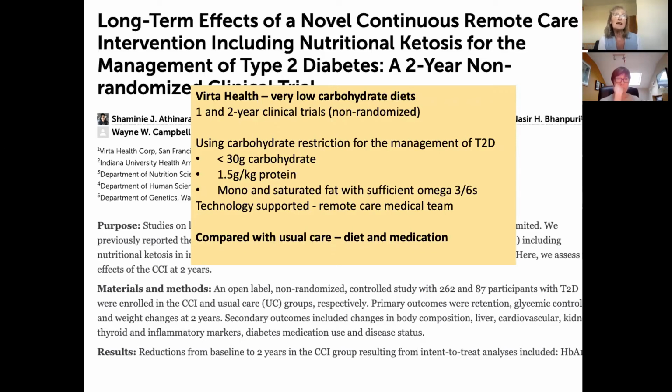But you'll see there's an organization called Virta Health in America, which is treating people with type 2 diabetes and insulin resistance with a very low carbohydrate diet. And they've published their results following 1 year and 2 year clinical trials. And they're looking at this diet compared with usual care, which is the normal American treatment of type 2 diabetes in terms of the normal diet and medication. So what do they find?